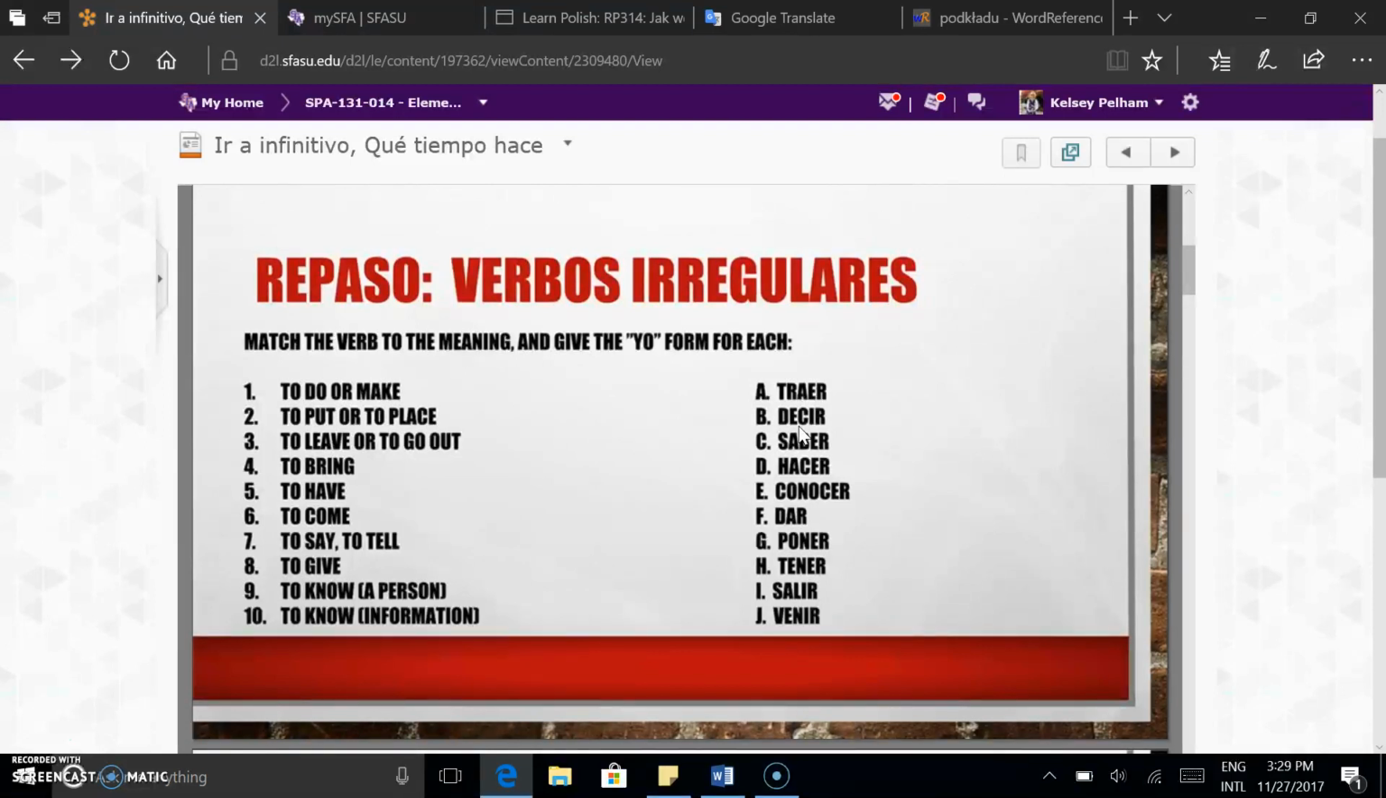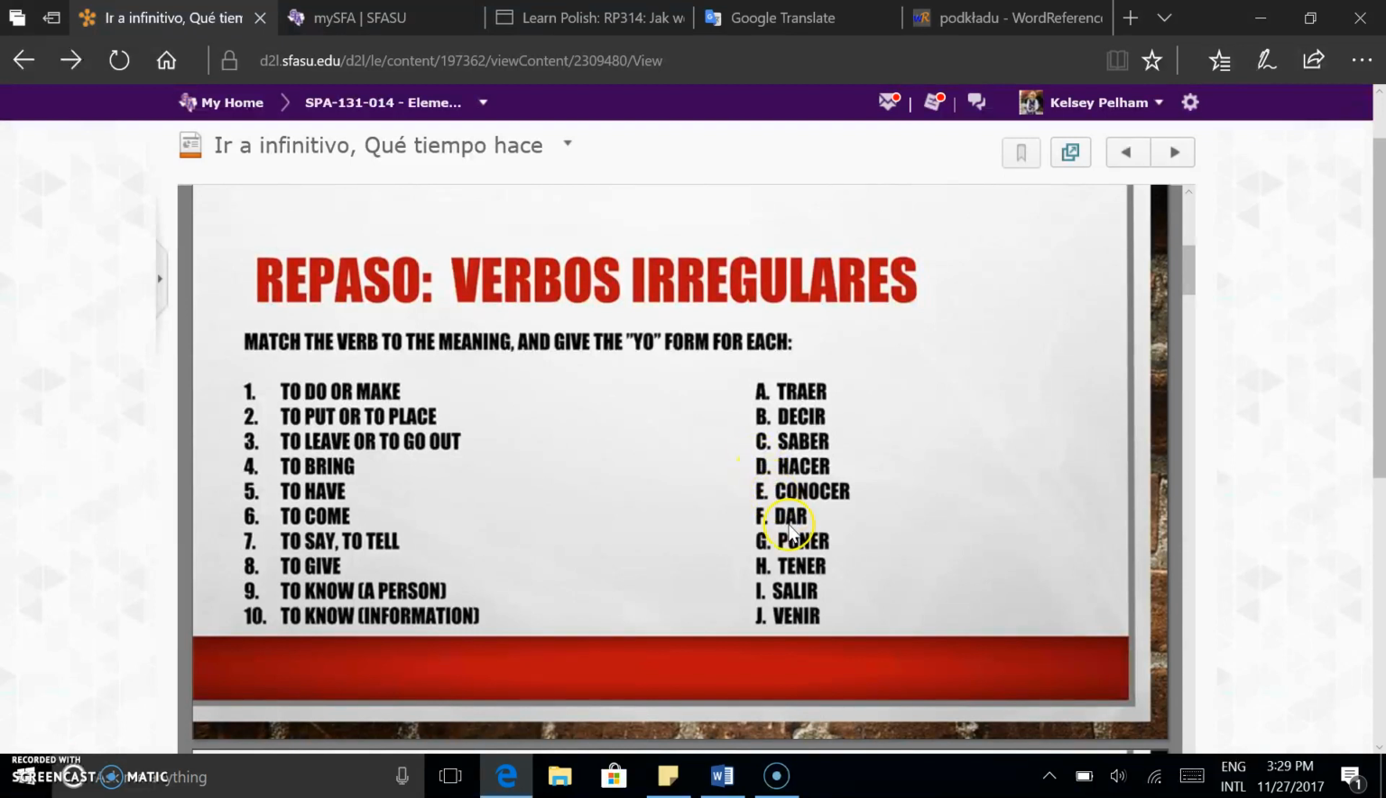Let's see. Número 8. To give. El verbo es la letra F. Dar. Little verb. Pretty easy verb. The only thing that's strange about it is the yo form, which is doy. Think soy or voy or estoy. We also have doy. The other thing about dar is that it's used in a lot of expressions. So it literally means to give, as in I give a present, doy un regalo. Le doy un regalo a mi papá, por ejemplo.